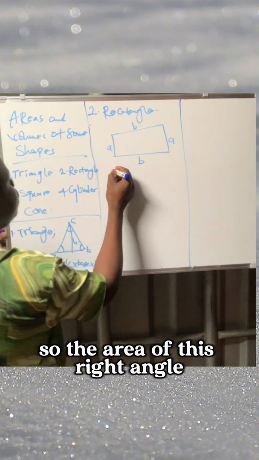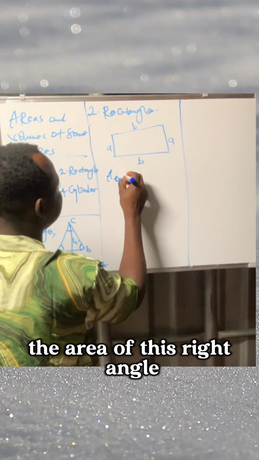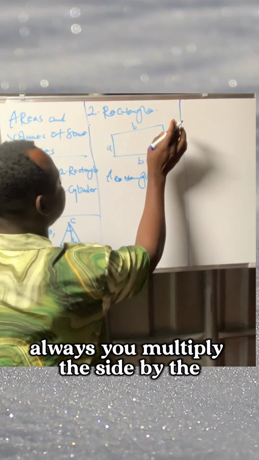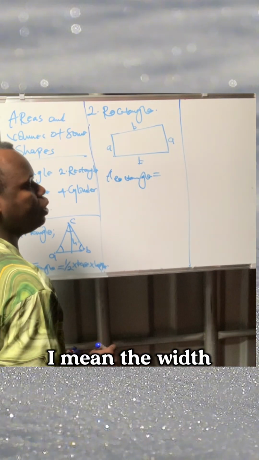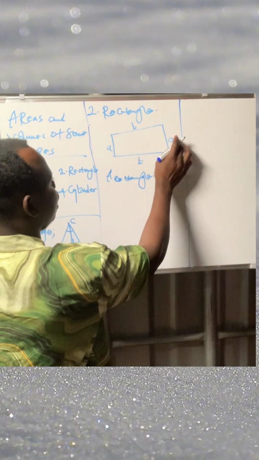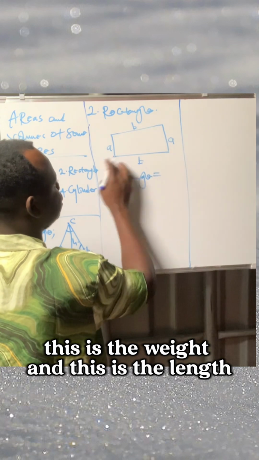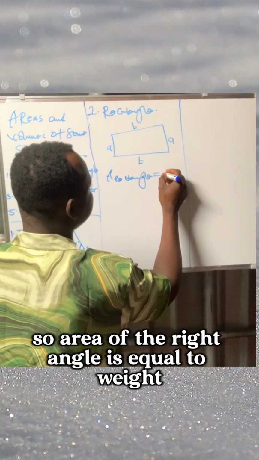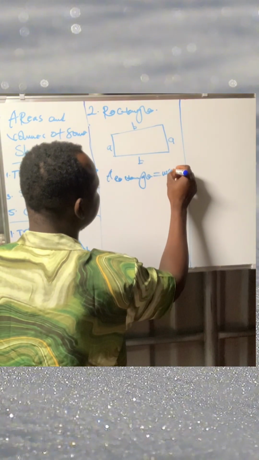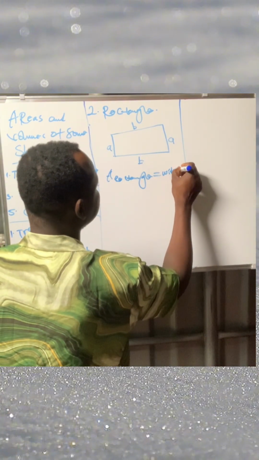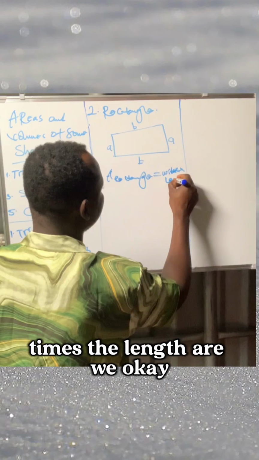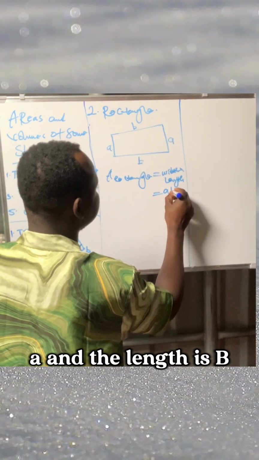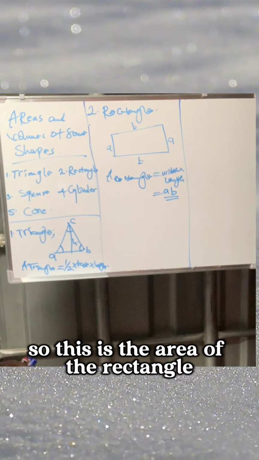So the area of this rectangle, you always multiply the width by the length. This is the width and this is the length. The width is A. So the area of the rectangle is equal to width times the length, which is equal to A times B, since the width is A and the length is B. So this is the area of the rectangle.